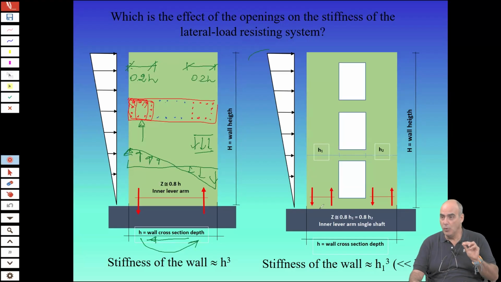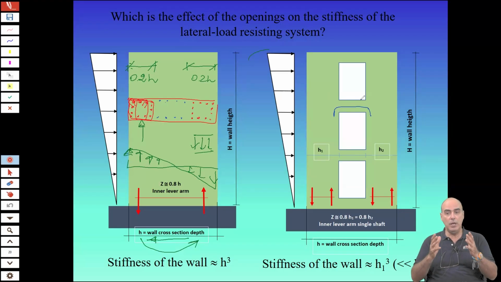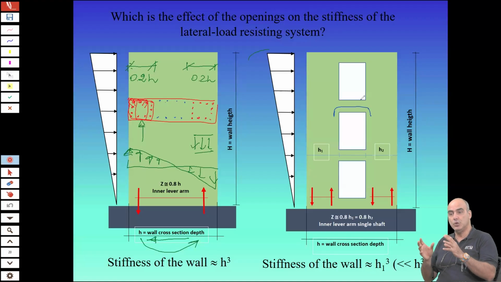We must ensure that these two walls behave together. Otherwise, they are independent shafts and they do whatever they want. So we must guarantee that there is a flow of forces which goes from here to here. These coupling or connecting beams must guarantee the fact that even with the openings, the two shafts work together.